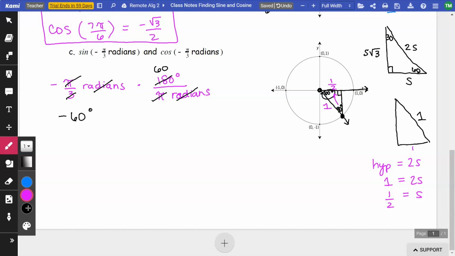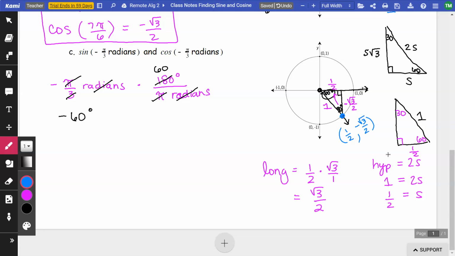So that's our short side. Then our longer side is the short side times root 3. So 1/2 times root 3. So 1 times root 3 is root 3. And then 2 times 1 would be 2. So root 3 over 2. So the long side is root 3 over 2. But because we're along the negative y-axis here, this would be negative root 3 over 2. So that means that at this point, the x value of this point is positive 1/2, and the y value is negative root 3 over 2.